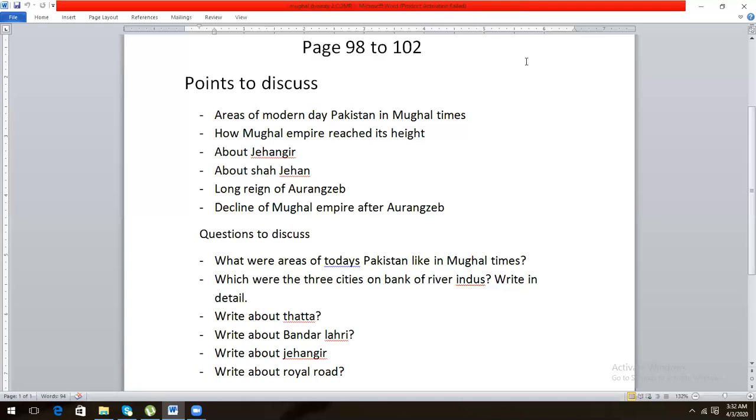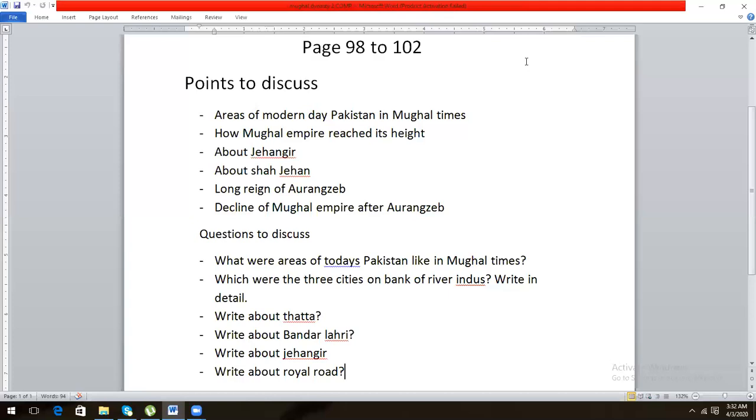It was a changed name. It was a district in the province of Multan. And the third one, Kashmir, which is disputed territory. That was a district of Kabul. This was the situation of these areas in Mughal time. Multan was known by the name of Multan. Sindh was known as Thatha. Kashmir was a district of Kabul.